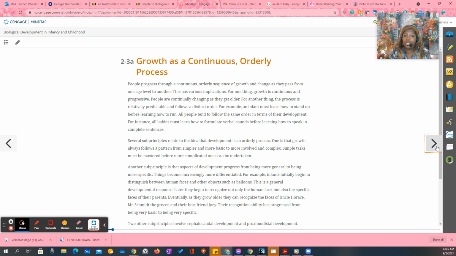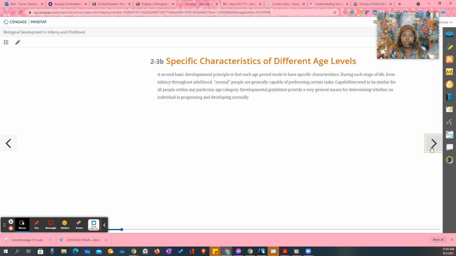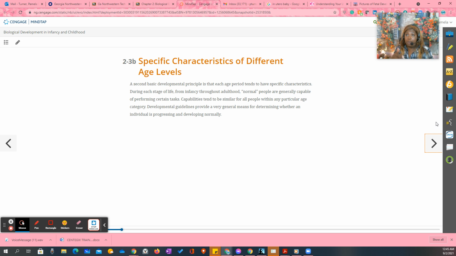Okay. Growth is considered to be a continuous, orderly process. So these things happen. The baby smiles, the baby recognizes faces. Those are continual, orderly processes. So human behavior growth is continuous.